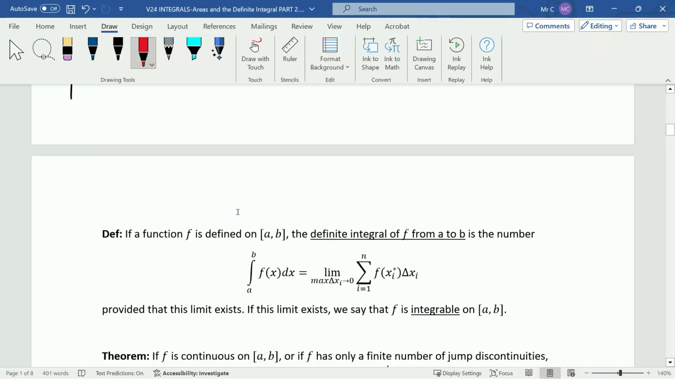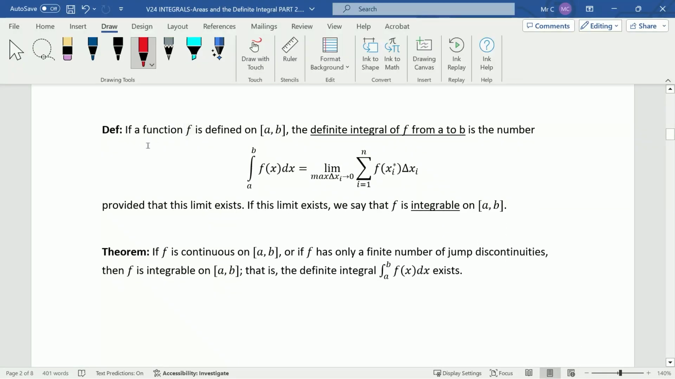Okay, so what did we say before? We said, hey, if we could just take more and more rectangles, then the approximation would approach the real value of the area. And that's how we actually define the integral.